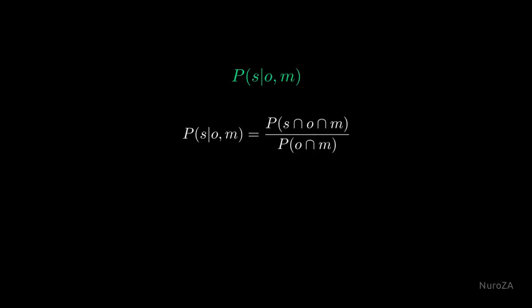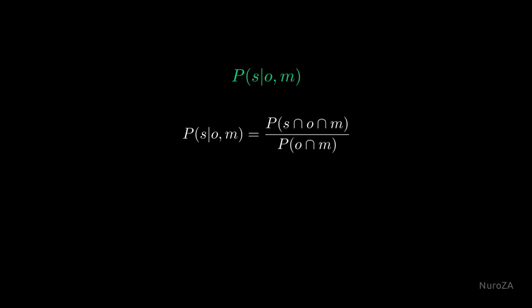Now let's derive the equation step by step, starting from basic Bayes' theorem. We want to find P of S given O and M. Let's think of this as a conditional probability problem where we're conditioning on both O and M together. Using the fundamental definition of conditional probability, P of S given O and M equals P of S and O and M all together divided by P of O and M together.